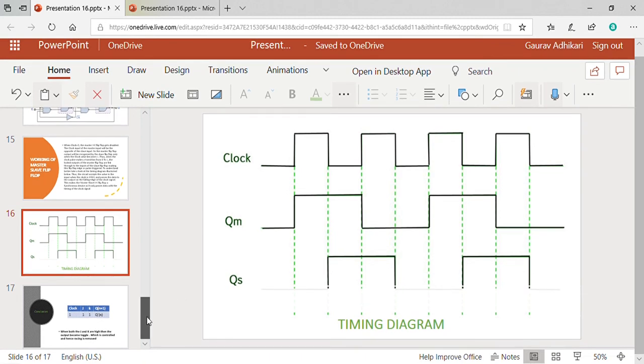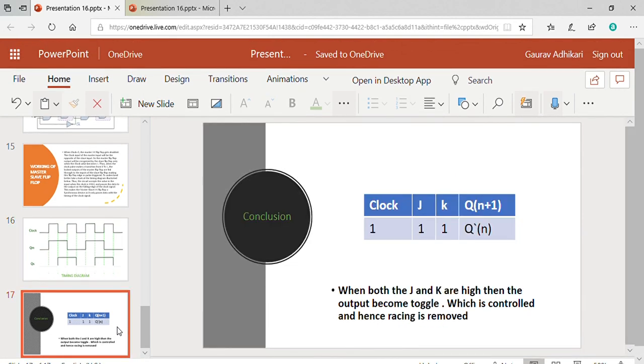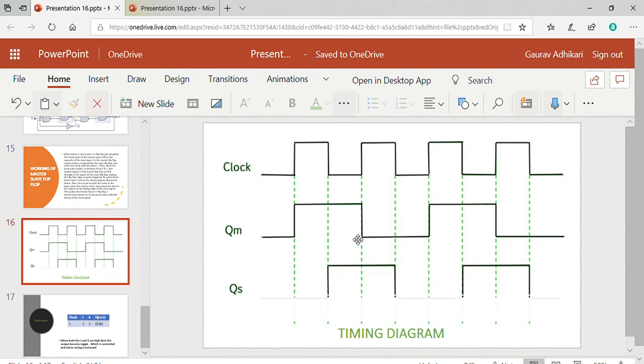So we can conclude that when both J and K are high, the condition becomes toggle, the glitches are removed, and hence the race condition is overcome. The master slave flip flop is also known as negative edge triggered because here we can see that the graph is the same as the negative edge triggered.